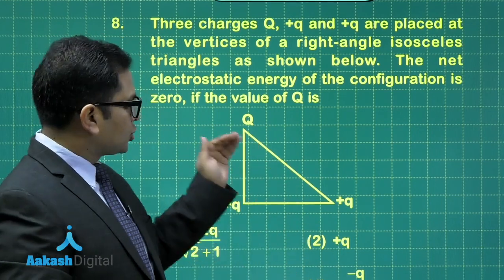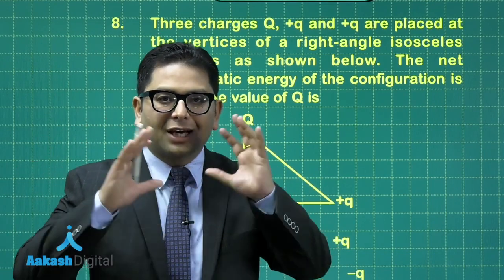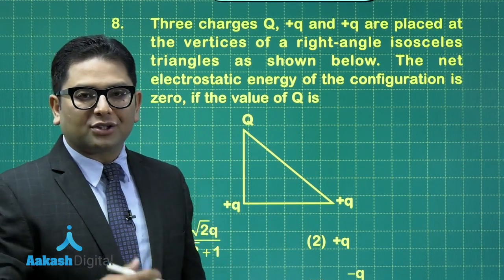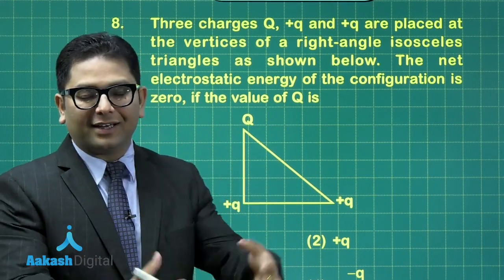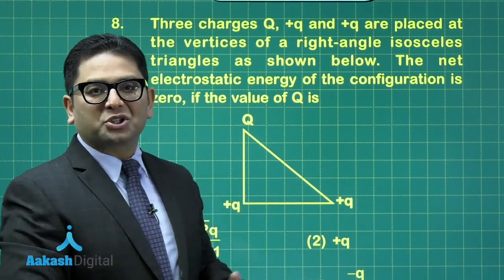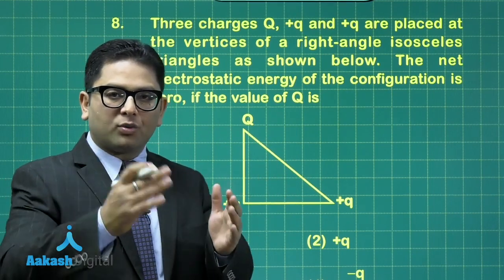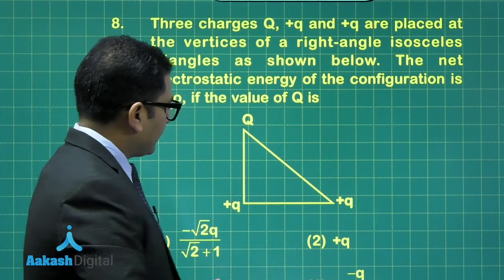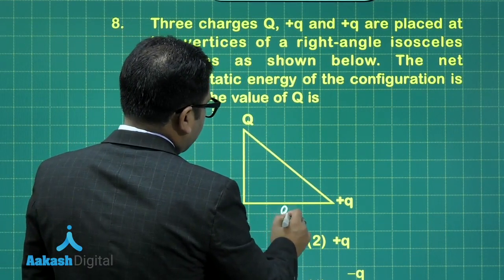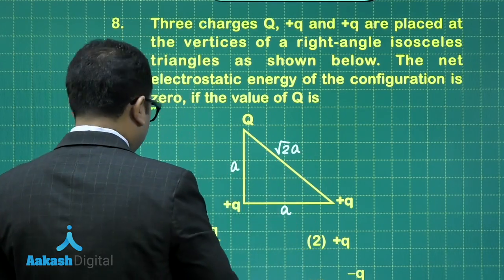In other words, what should be the value of capital Q for which the electrostatic energy of the configuration is 0? Mind you, it's not the energy of one charge. The configuration is the unique interaction between 2 pairs from the given system, isn't it? If I call them 1, 2, 3, the unique interactions would be 1, 2, 1, 3 and 2, 3. So let me write, and in order to write that, let me say this side is A, this has to be root 2 times A because of the given geometry.